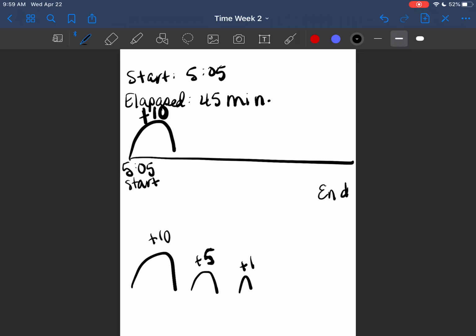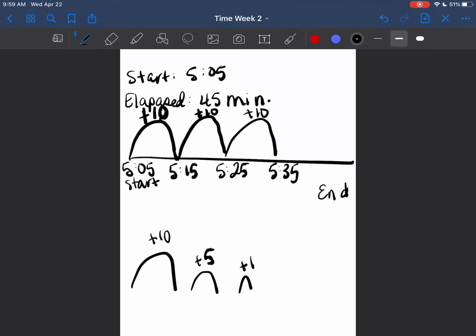5:05 plus 10 minutes is 5:15. So far I've jumped 10. I need to jump 45. Can I keep going? Yes. Another jump of 10 minutes. 5:15 plus 10 is 5:25. I'm going to keep jumping. 5:25 plus 10 is 5:35.